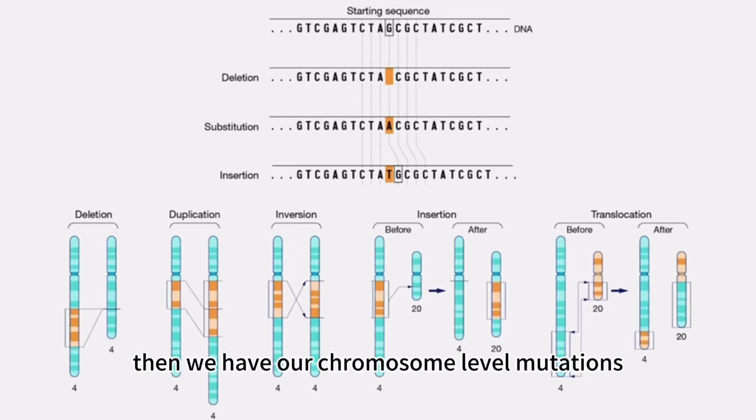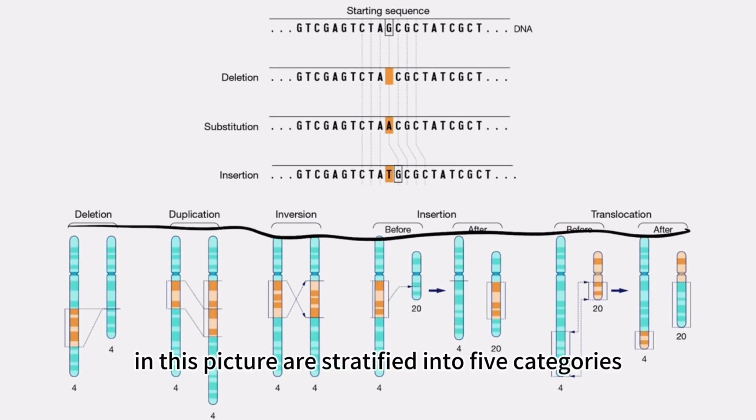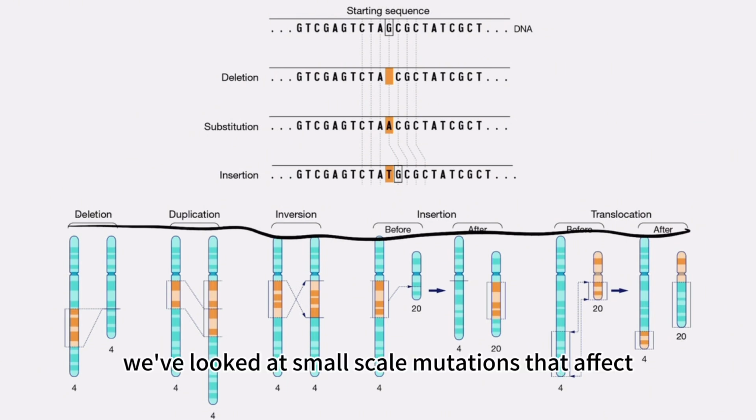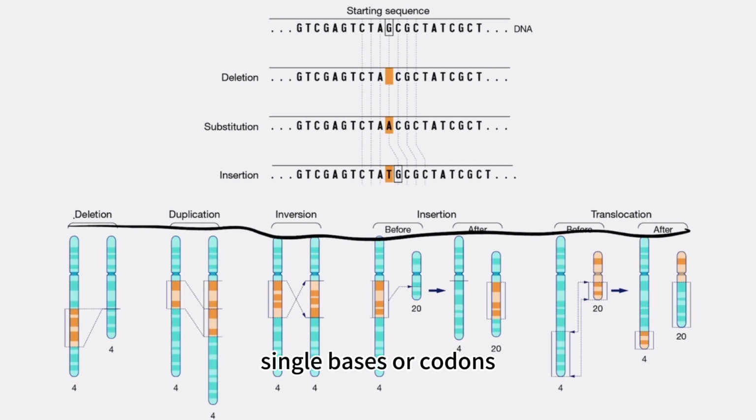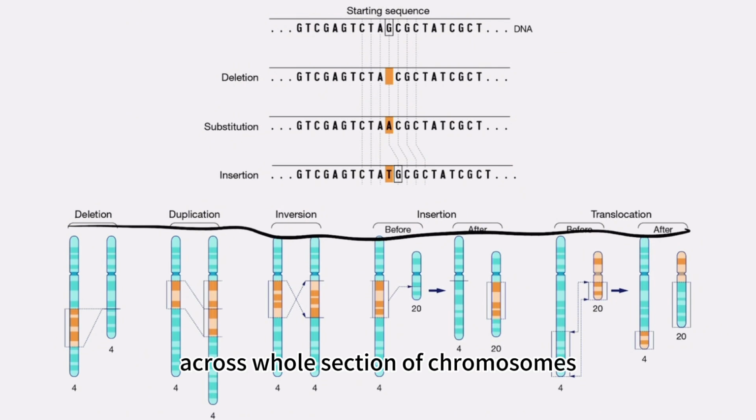We have our chromosome level mutations, which in this picture are stratified into 5 categories. So far, we've looked at small-scale mutations that affect single bases or codons, but mutations can also happen on a much larger scale, across a whole section of chromosomes, and these are called chromosomal mutations. Let's go through the main types.